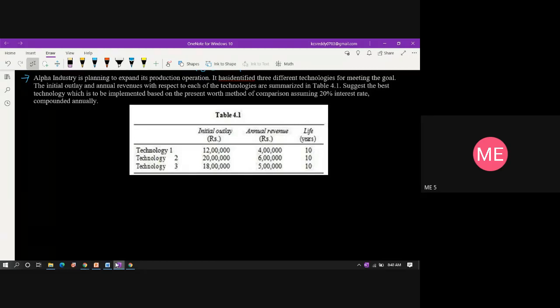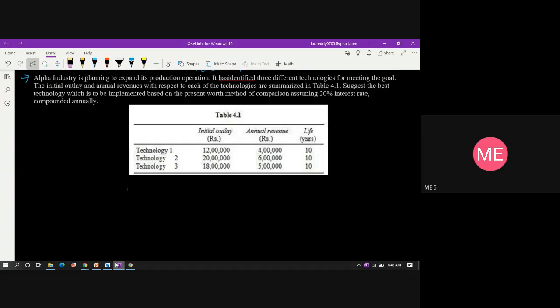this problem, Alpha Industry is planning to expand its production operation, and it has identified 3 different technologies for meeting the goal. The initial outlay, meaning the initial expenditure, and annual revenues with respect to each of the technologies are summarized. Suggest the best technology to be implemented based on the present worth method of comparison, assuming 20% is the interest rate compounded annually.